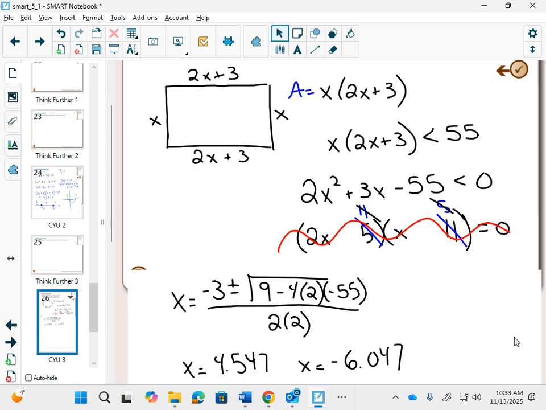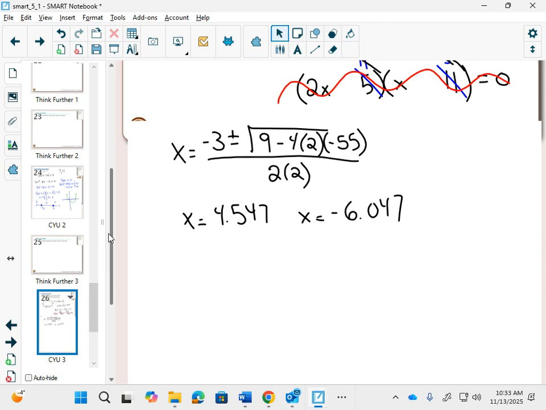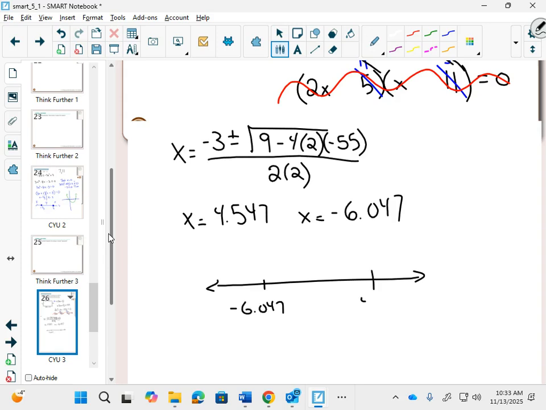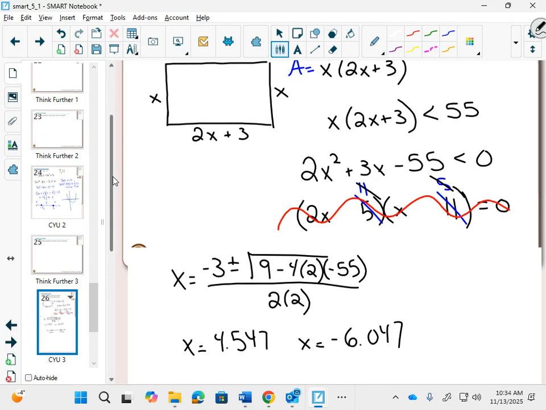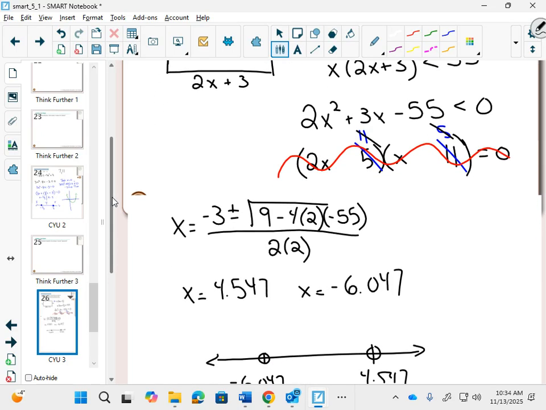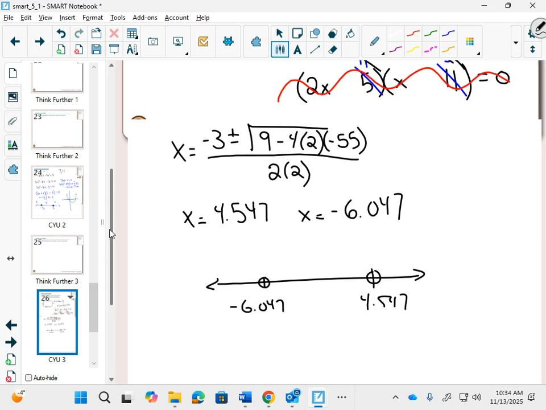Now that's solving for x. And it's an inequality, so we put these numbers on our number line. And it's less than 55, so we'd have open circles here. And we're going to have to find out where things are true and false. I often like to use 0 as my test point. And if I plug in 0 for x, is negative 55 less than 0? True. And these sections would be false.